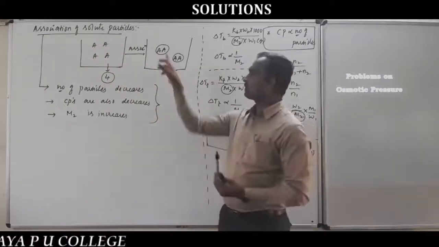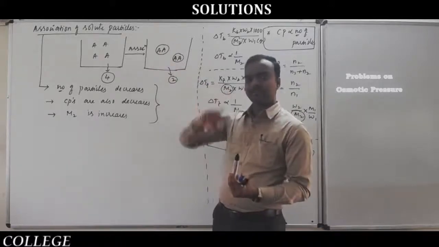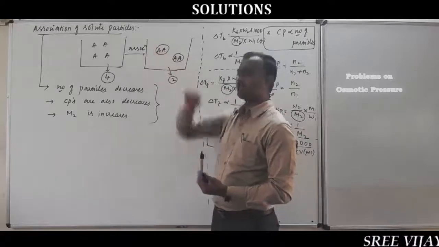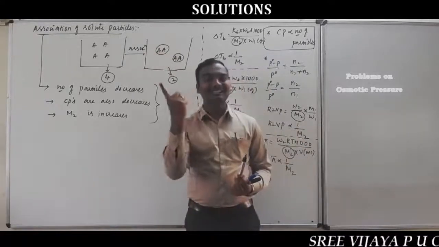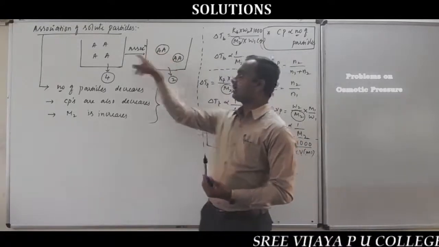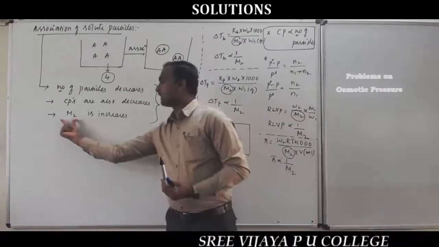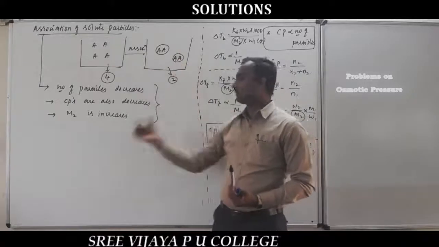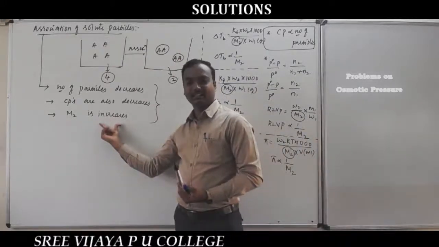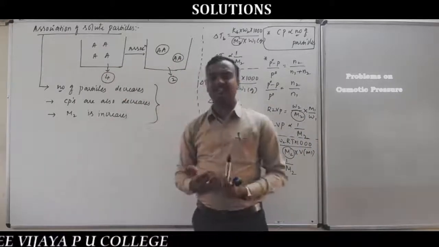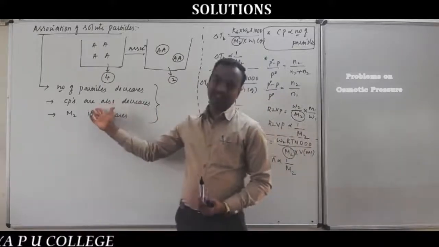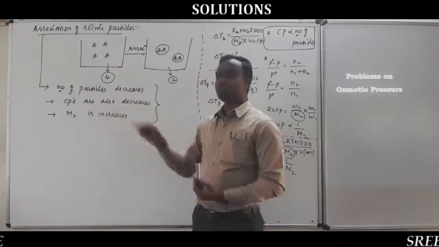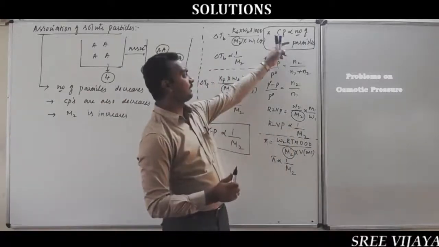After association, what happens? Two A particles combine together to form one solute particle. Then after association, the molar mass of the one solute particle becomes 60. So after association, the molar mass increases: from 30 to 60. Therefore the molar mass increases. Since the number of particles decreases, all the colligative properties also decrease, because of this proportionality.